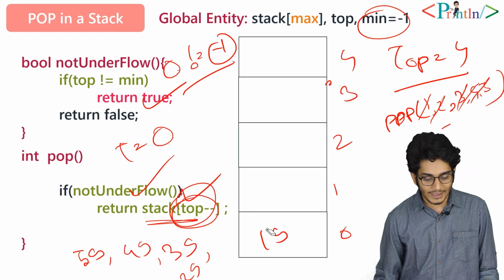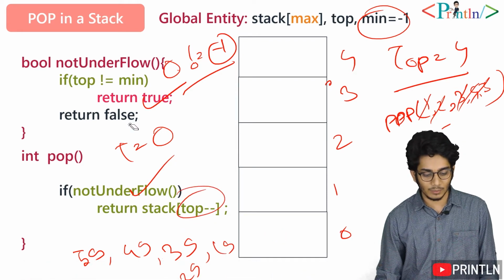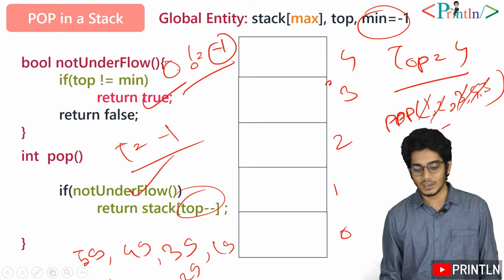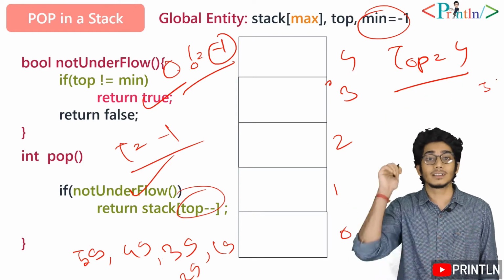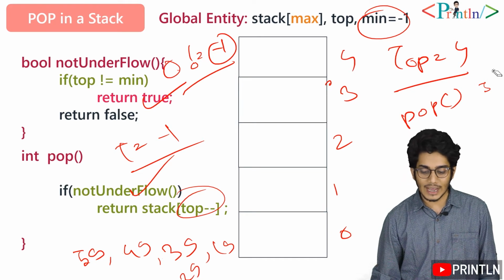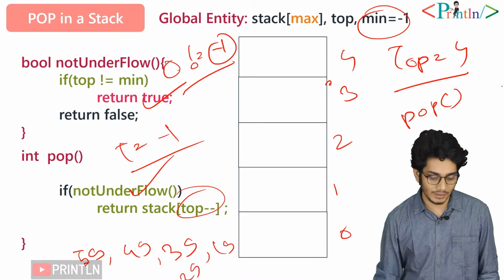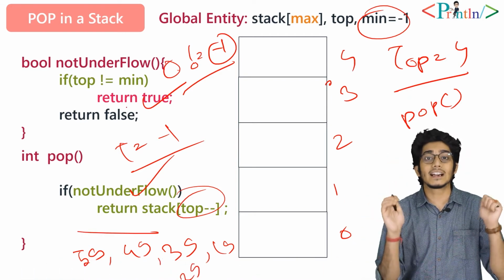So it will again pop 19. Now it will decrement the value of the top. It will be -1. Now if we try to call the pop function for the 6th time, let's say we again call the pop function, then what will happen? What is the value of the top? The value of the top is -1. So it means it will just print that our stack is underflow.